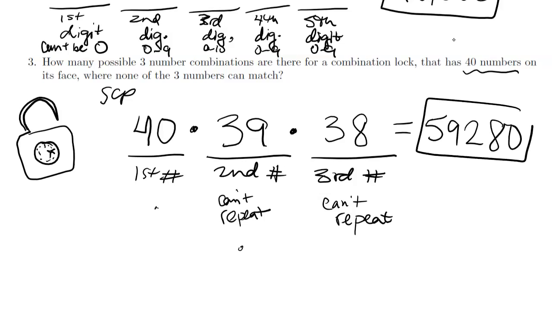Which is a lot of possible combinations. That's why it's really hard to just pick it at random by guessing the numbers that someone picked.